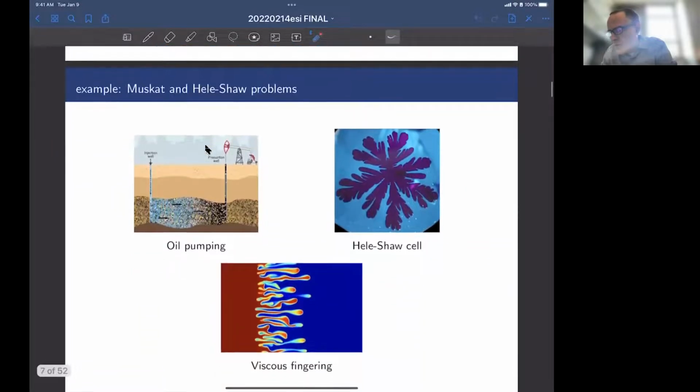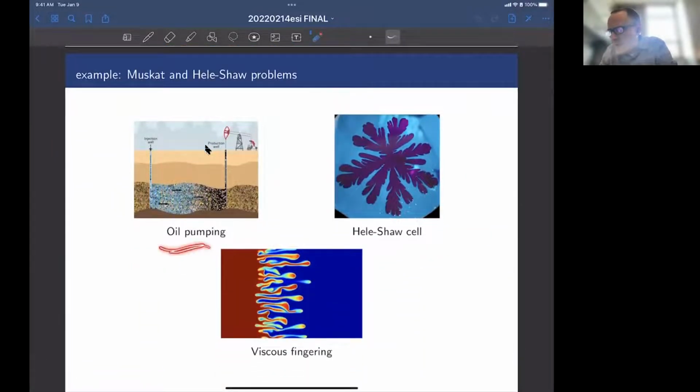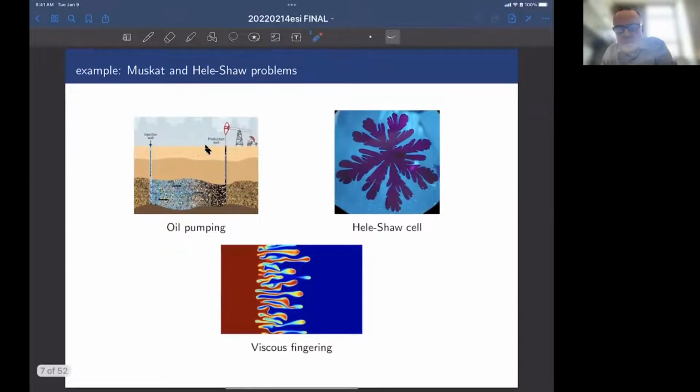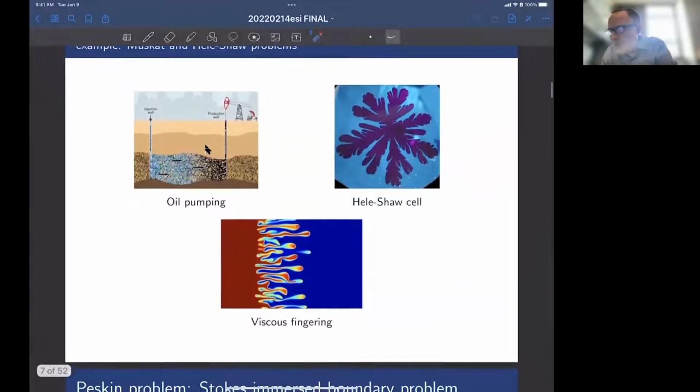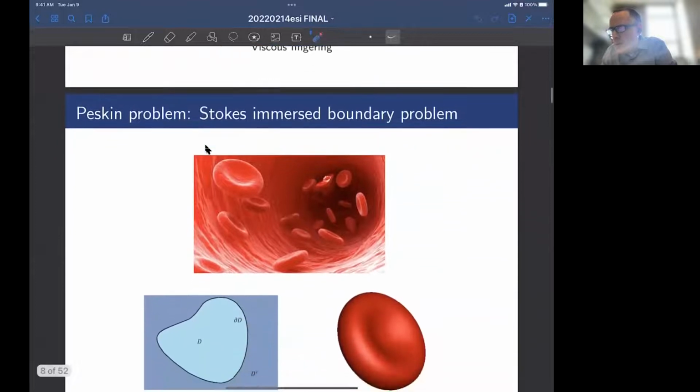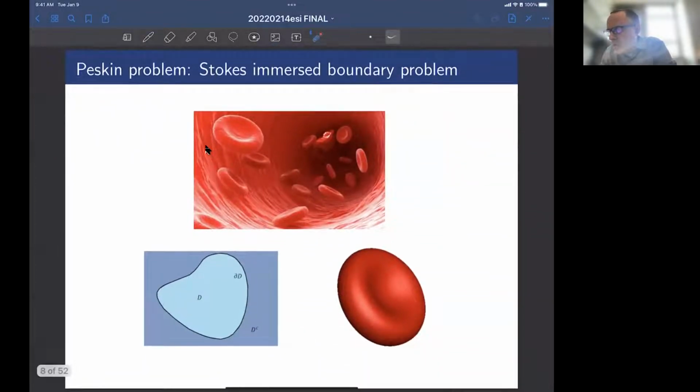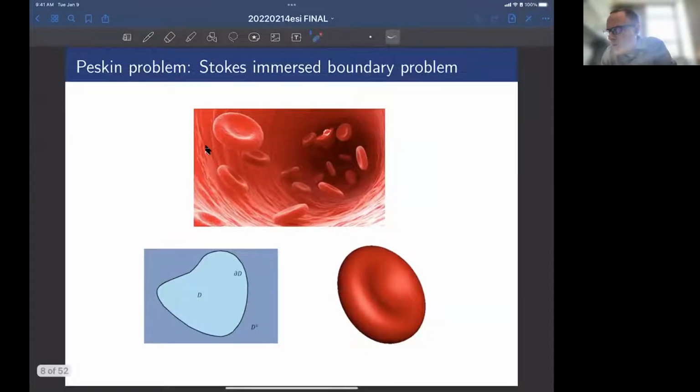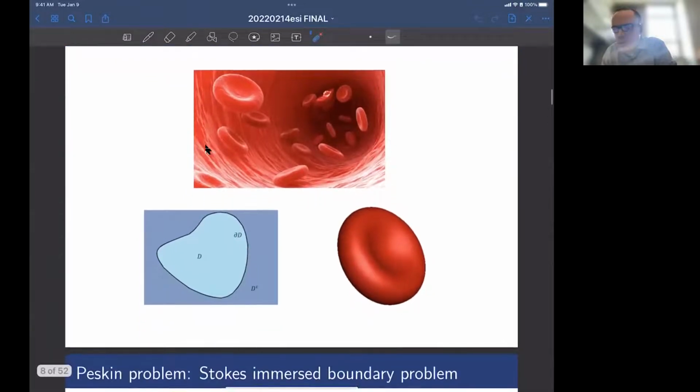And just in pictures, Muskat was a petroleum engineer, and he was interested in pumping oil out of oil sands, and that's how this equation got derived. And these are some interesting structures that you see in a Hele-Shaw cell experiment, and you can also observe viscous fingering. These are the kinds of physical phenomena that are being modeled by these equations and the free boundary problems. And so the Peskin problem, which was named after Charles Peskin, is widely called the Stokes immersed boundary problem, and it's modeling, in contrast, blood flow through the heart and the behavior of red blood cells moving through the heart.